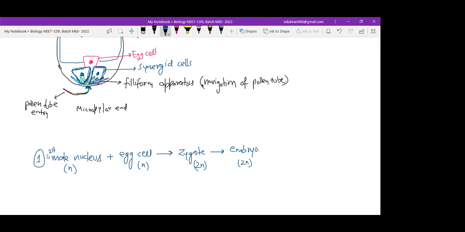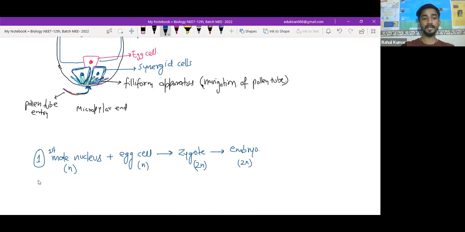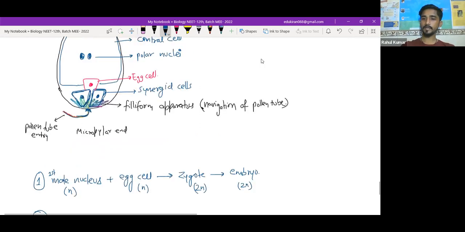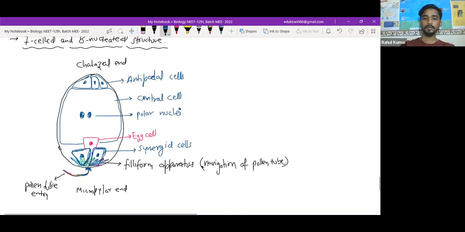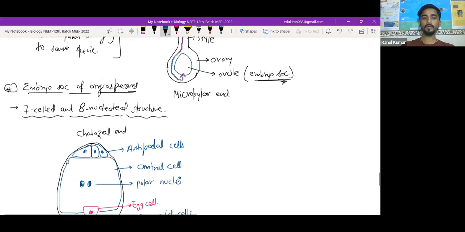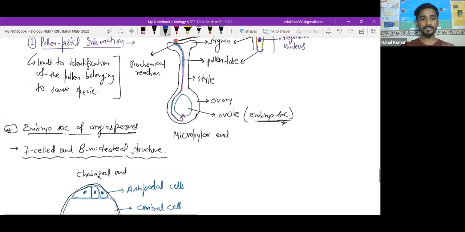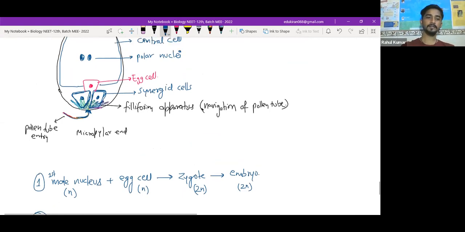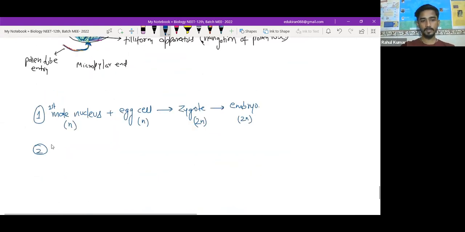So 1 male nucleus is utilized, but there is still another male nucleus left, right? There were 2 male nuclei coming in the pollen tube. So why are there 2 male nuclei? Because there are 2 fertilization events, and the second male nucleus fertilizes with the polar nuclei. What is the ploidy of the male nucleus? Again, it's haploid.